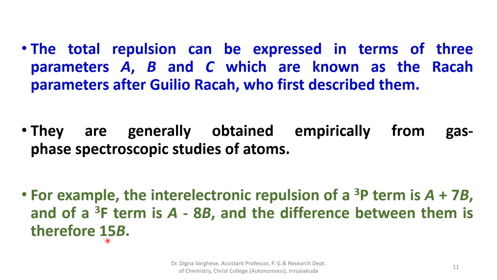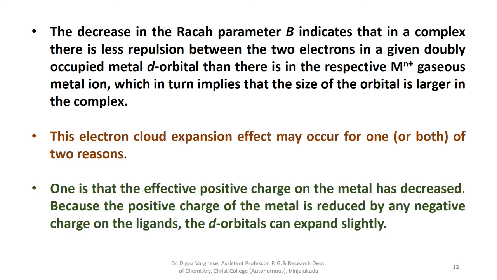The decrease in the Racah parameter B indicates that in a complex there is less repulsion between the two electrons in a given doubly occupied metal d orbital than there is in the respective Mn+ gaseous metal ion, which in turn implies that the size of the orbital is larger in the complex, as we have seen in the case of the Nephelauxetic effect. This electron cloud expansion effect may occur for one of two reasons.